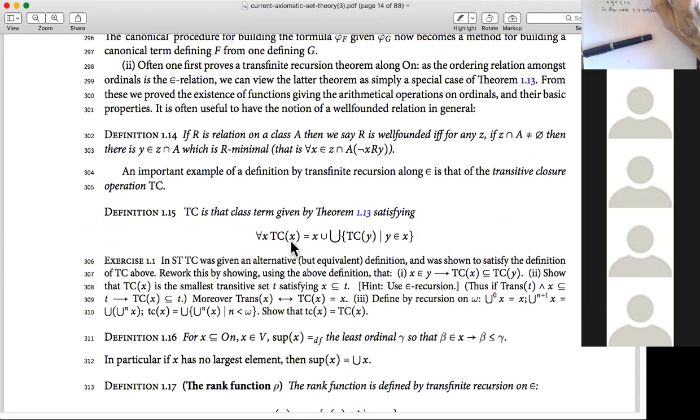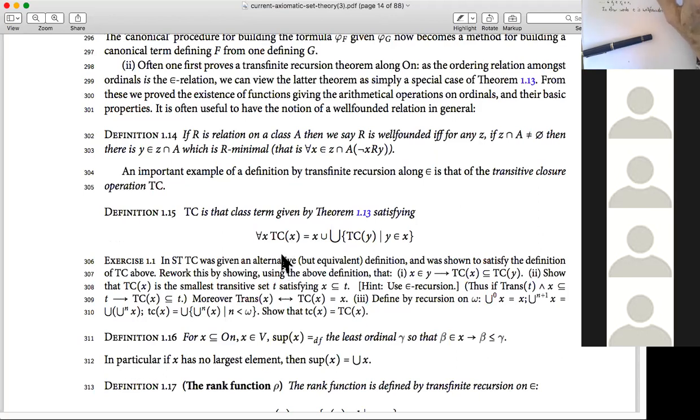So here I am doing it in that style. TC of x. Another function g from that recursion says I take x and then I do some things and I'm allowed to use the function applied to members of x. So I take the union of the function applied to all of the members of x and union that up with x. And this is another way of expressing what is the transitive closure.